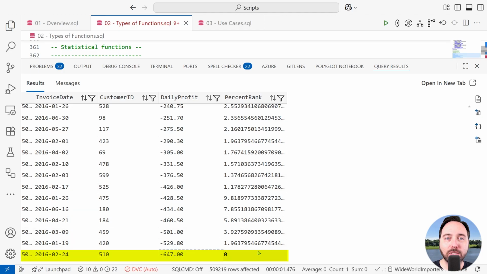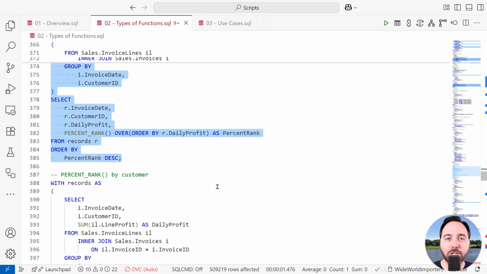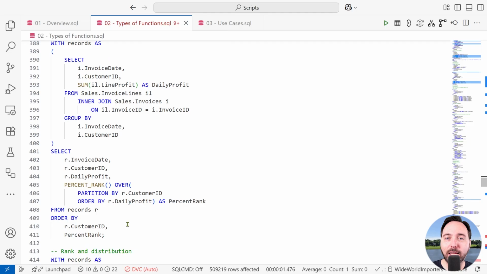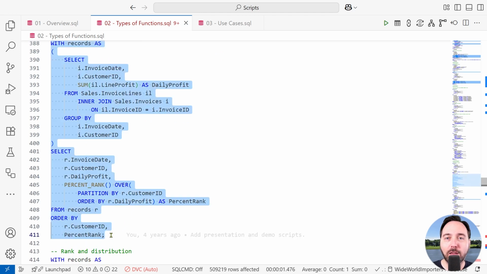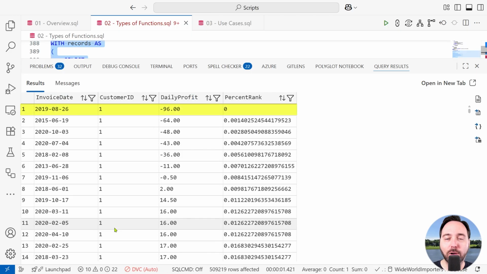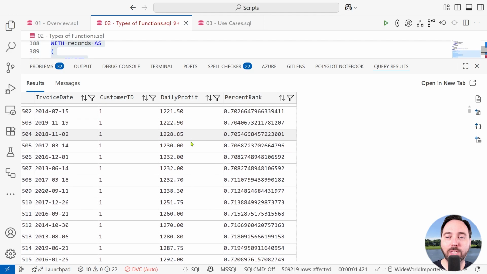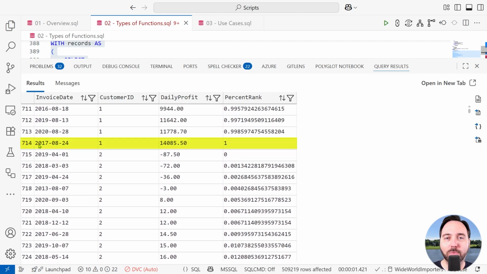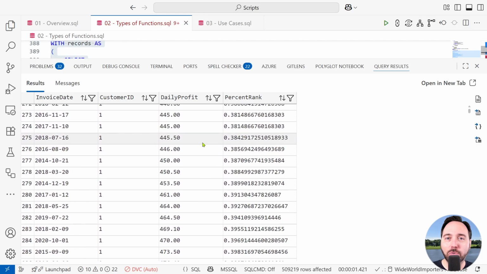Now let's take a peek at percent rank by customer. I'm partitioning by customer ID and still ordering by daily profit. And this time, I will also order the final result set by customer ID and then percent rank ascending. For customer ID 1, we have one order with a value of negative $96 at the bottom rung. If I scroll down to line 714, again, forgive my slow scrolling, but we will eventually get there. And I'll get to the largest value for that customer, which is $14,085.50.